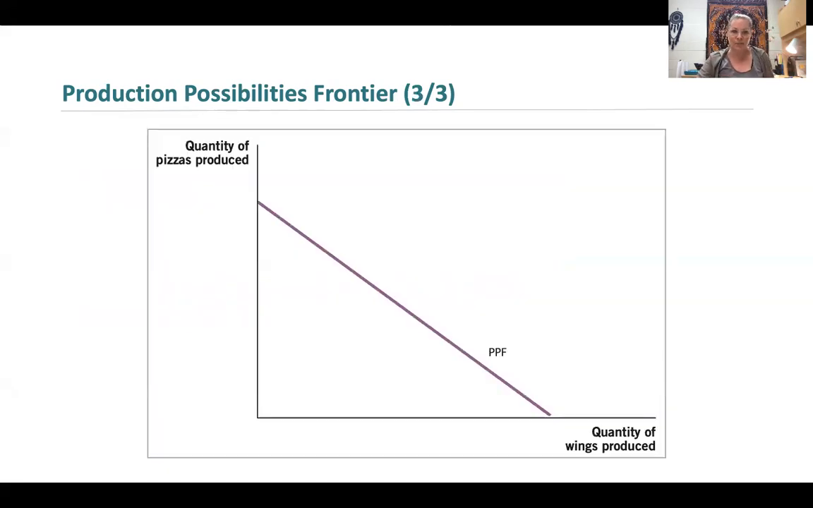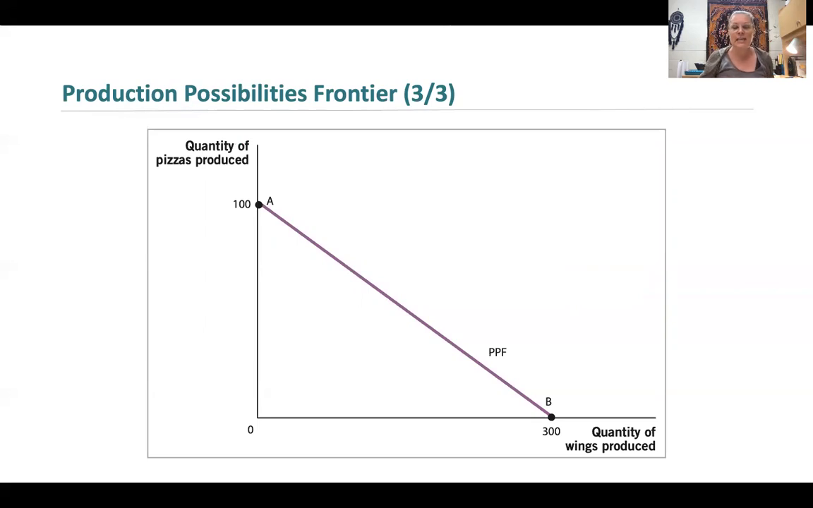Let's look at an example. This example is the quantity of wings and pizza. These are the only two goods we produce in this economy here. We have a straight PPF that connects 2 points. The point on the x-axis, point B, represents how many wings we could produce if we spent all of our time producing only wings. The point on the y-axis, point A, represents how many pizzas we could produce if we spent all of our time producing only pizza.